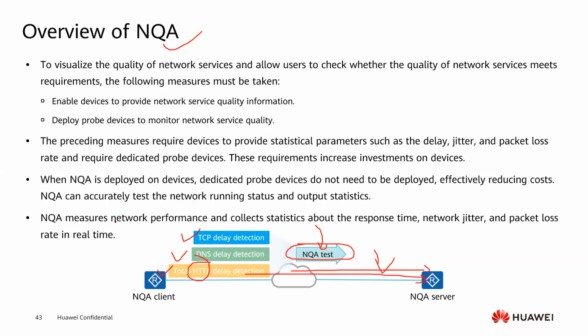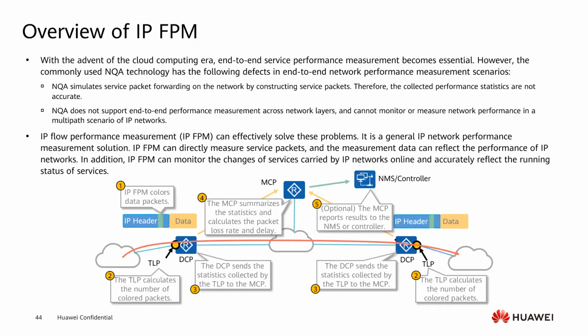So you can say that, but this way you cannot detect the real performance, because you create some packet and send it out. So basically, it's just a simulation. It's a simulation for the real traffic, which means the result of the NQA is not accurate. So there is another technology called IP FPM trying to solve this kind of problem.